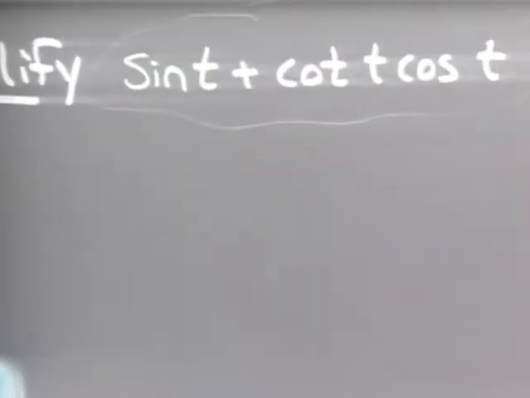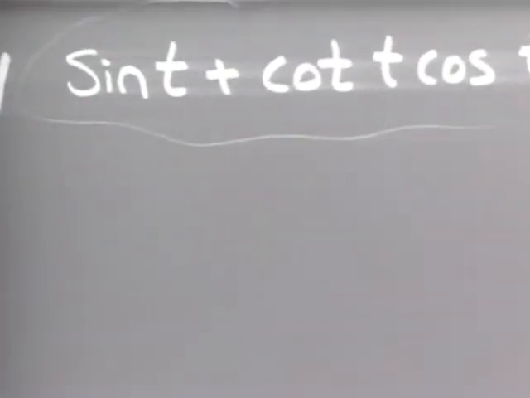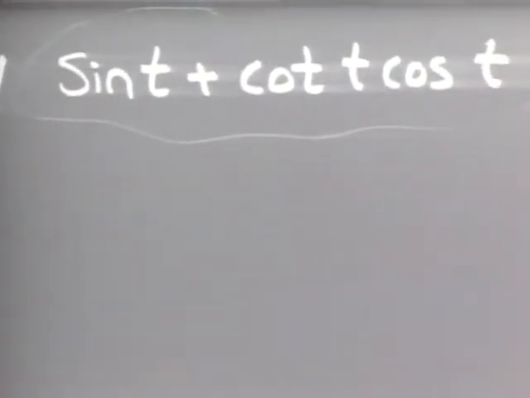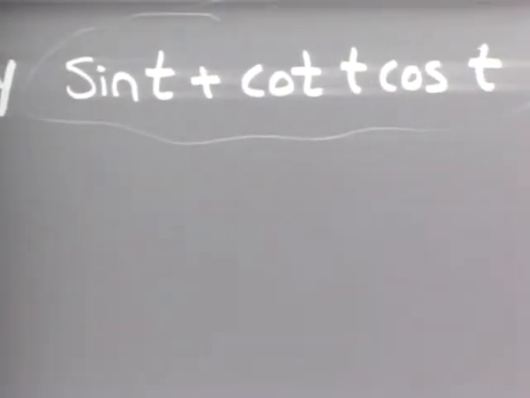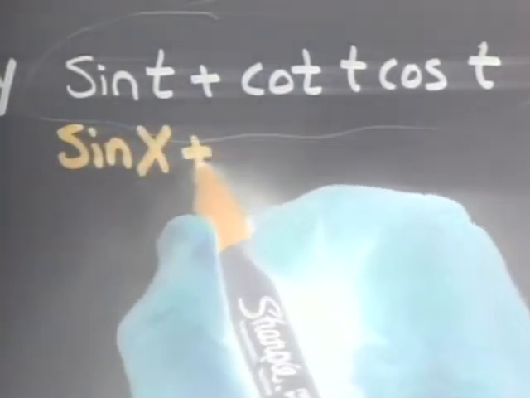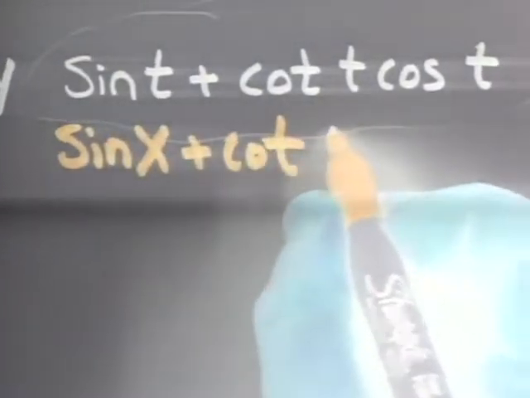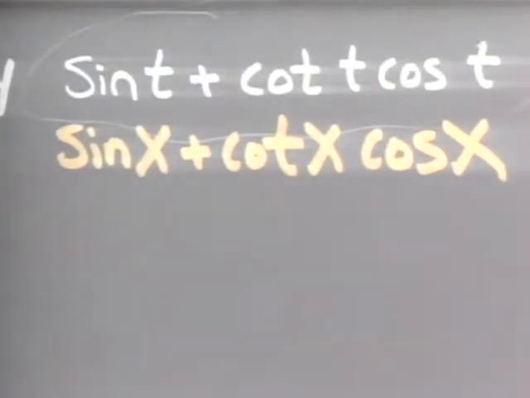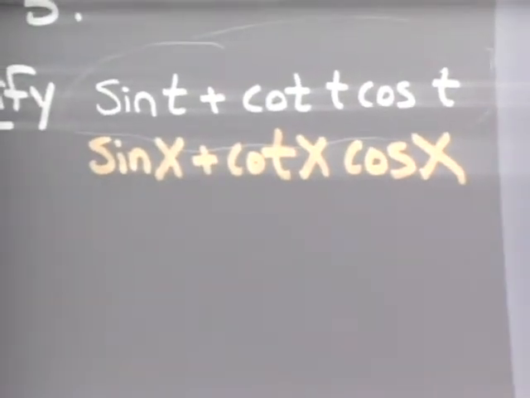Sine t plus cotangent t, cosine t. I know it's weird that they use t's, but the book I was looking at had t's, so I use t's. You could change them to x's if you wanted to. So this could easily be, if you wanted, sine x plus cotangent x, cosine x. I don't have a problem with that, as long as you keep it really nice and organized. And if there's not a problem that involves any other letters, it shouldn't be a problem at all.